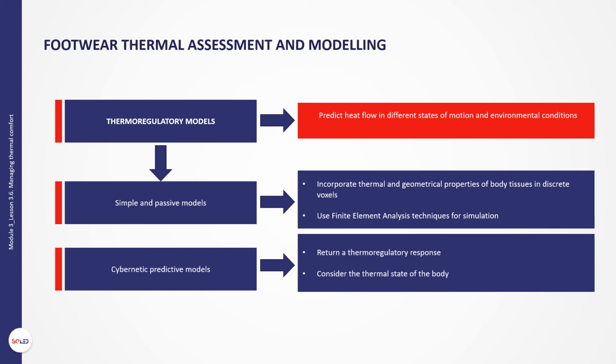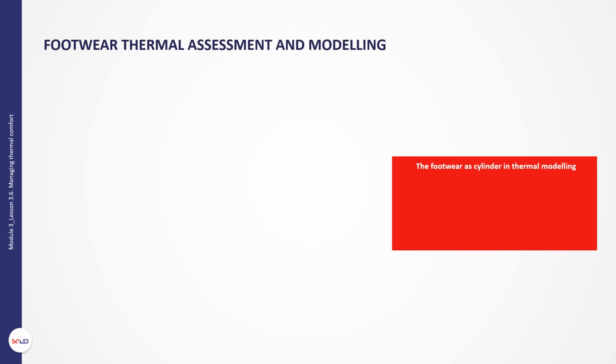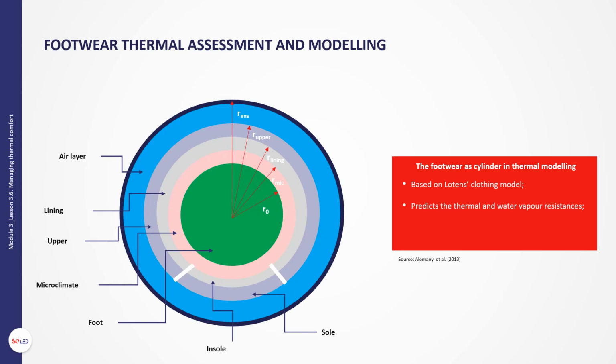Most thermoregulatory models can predict heat flow in different states of motion and environmental conditions, but there is a very limited number of available tools for evaluating perspiration and vapor phenomena. In addition, it is generally agreed that more work is needed for improving correlation with laboratory results and validating the tools. The most complete footwear model presented in the literature incorporates aspects of the Fiala clothing model and predicts the thermal and water vapor resistances over several footwear sectors from the properties of its components. The footwear is simplified to a cylinder with heat and humidity losses in a radial direction only.